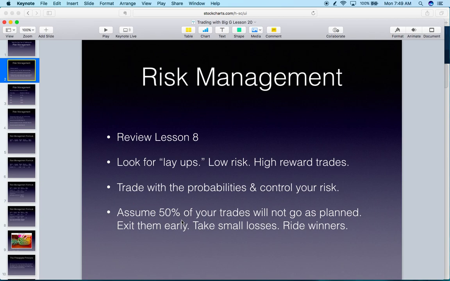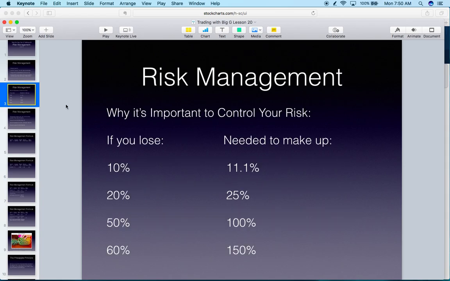And again, this is something that I talked about back in lesson 8. So again, just go back and watch lesson 8 if you haven't watched it lately, or maybe you watched it once and you've forgotten some of the stuff. So go back and look at that, and that would be a good start as we continue to talk about risk management. So how much do you risk, and why is it important to control your risk?